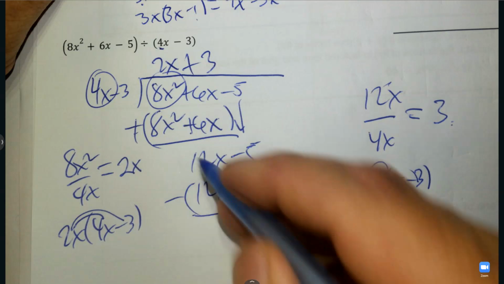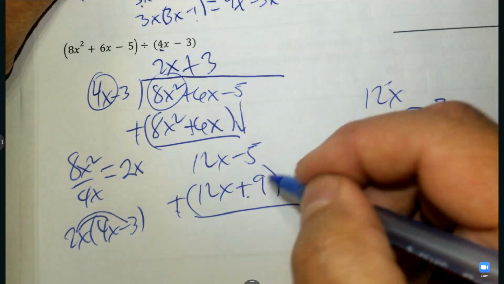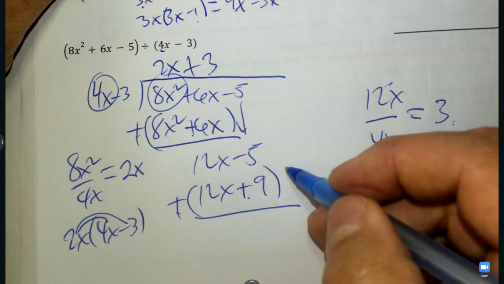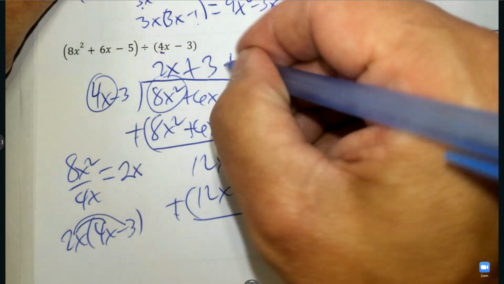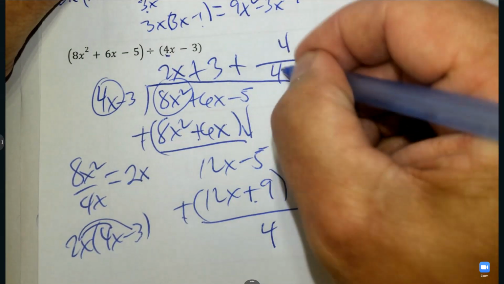When I subtract this, subtracting a negative means you're adding. So negative 5 plus 9. We have 4 more positives. So we go plus 4 over the divisor. Done.